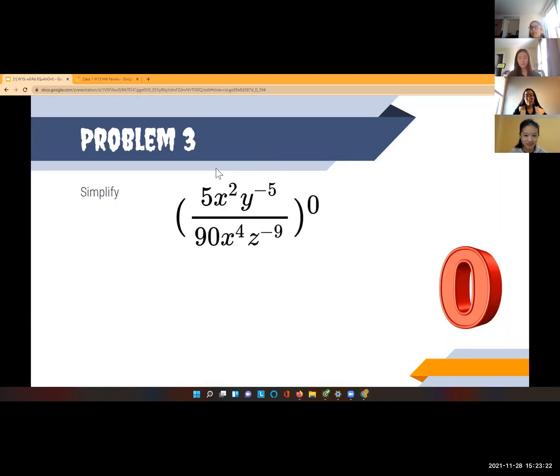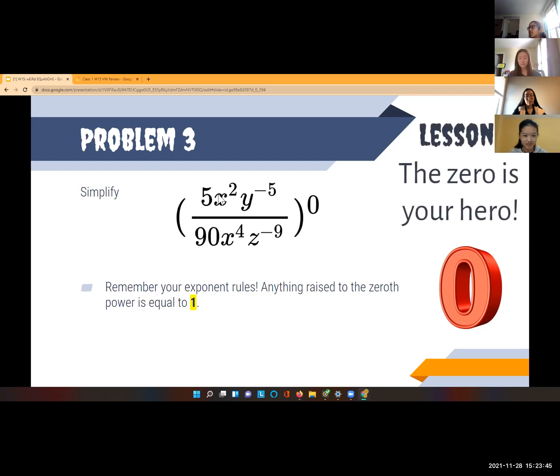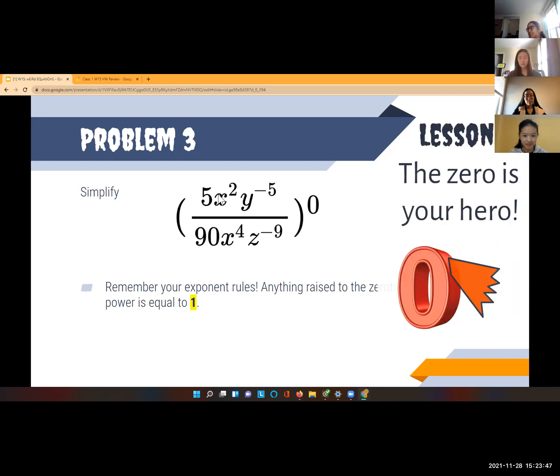Okay, third problem. So simplify this expression: 5x squared times y to the -5th divided by 90 times x to the 4th times z to the -9, all to the power of 0. So I see a lot of ones in the chat and that it's correct. So anything raised to the power of 0 is equal to 1. So it's just 1. So 0 is your hero.